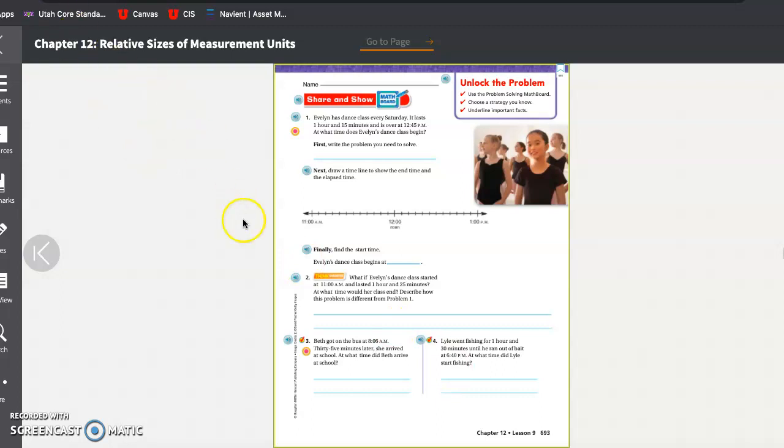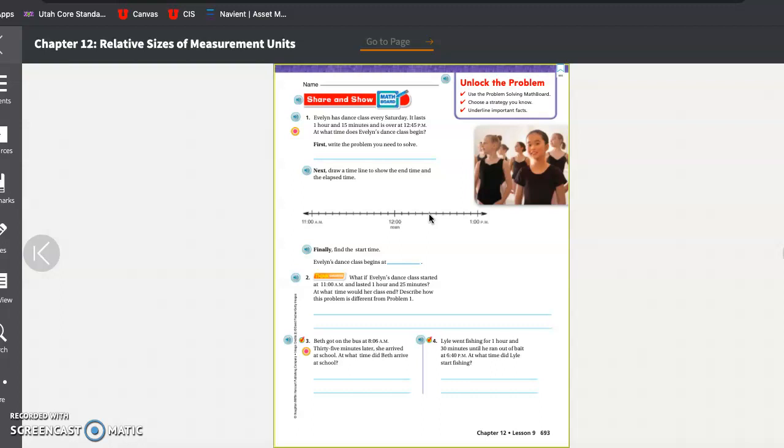Okay, so right here it says, what if Evelyn's dance class started at 11 a.m. and lasted 1 hour and 25 minutes? At what time would her class end? Describe how this problem is different from the first problem. So as I was reading that, I went through and I did 1 hour and 25 minutes. So what time would that be?